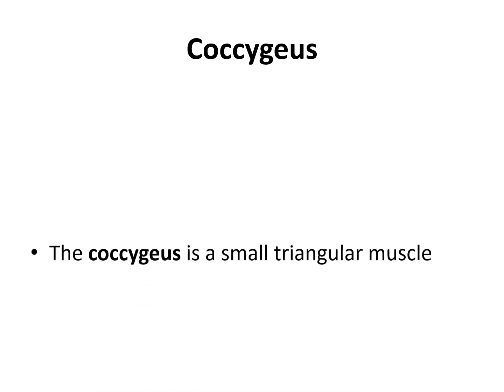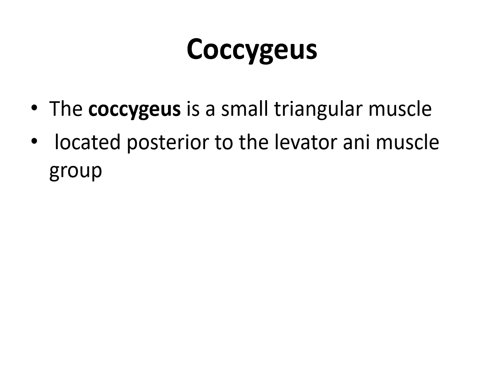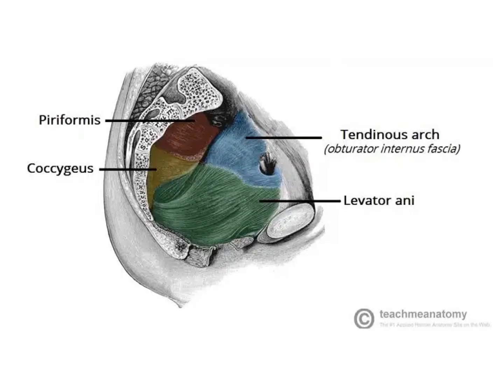The other muscle in the pelvic floor, so we said in the pelvic floor we have levator ani and coccygeus. Coccygeus is a small triangular muscle located posterior to the levator ani muscle to complete the pelvic floor. As you will see here, this is levator ani, but here we have coccygeus. This is the symphysis pubis anterior. So here we have levator ani with its three parts, and most posteriorly we have coccygeus.